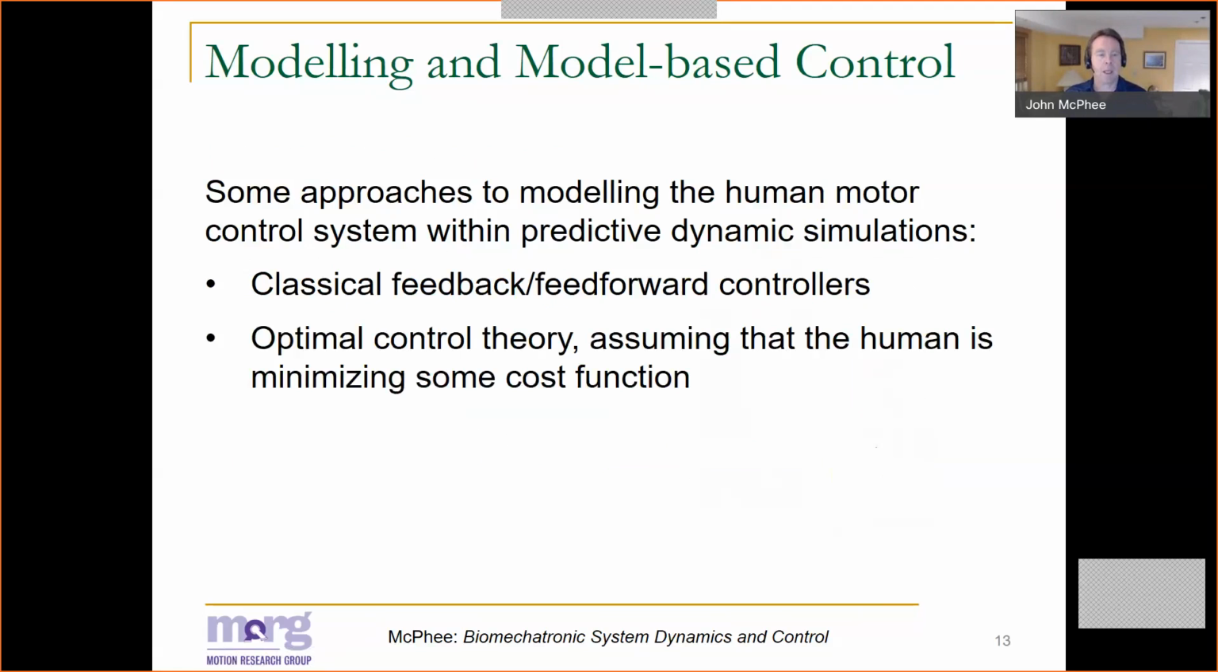More recently, a number of research groups are pursuing the idea that humans move so as to minimize some cost function. And if that assumption is true, then we can use optimal control theory to determine what would be the human inputs to the musculoskeletal model. What are the optimal muscle excitations or activations that create this desired movement by the human?